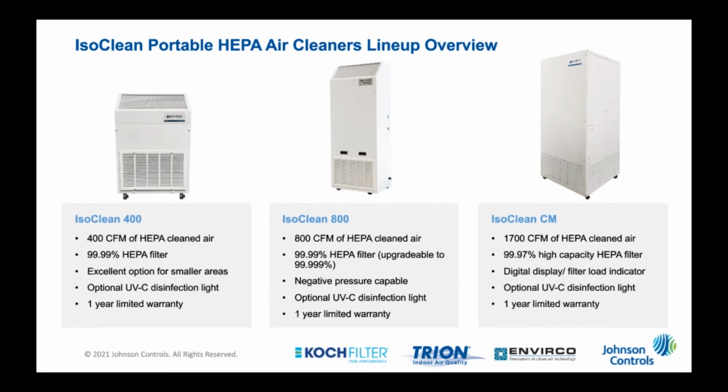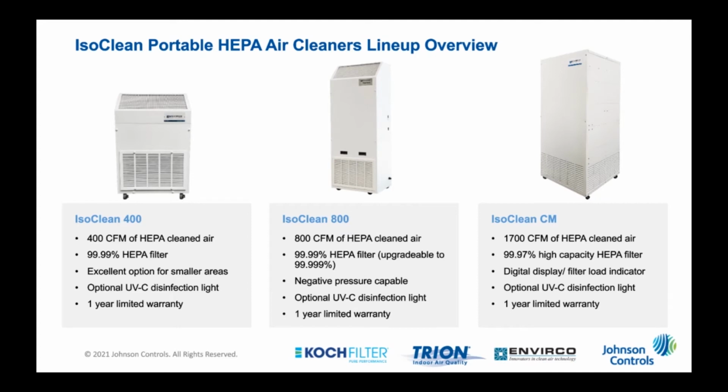So the unit on the left is the IsoClean 400. Think of it as a half size 800. It's about 2 feet shorter. It uses the same pre-filter, the same fan, but it's only got half of the HEPA filter in it. It's for smaller spaces. That's primarily what it was designed for. It's also negative pressure capable, but it's important to make a distinction that if you're using it for negative pressure, it would have to be in a pretty small space. So for negative pressure, I tend to recommend the 800 still.